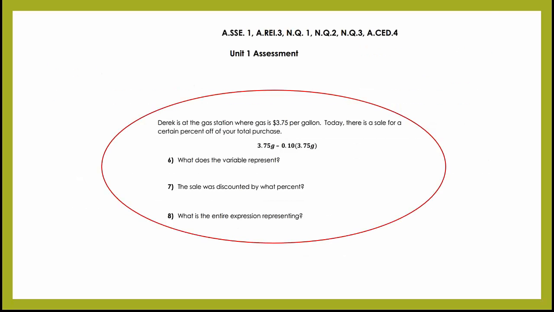These items are from the summative assessment from the model math curriculum for Unit 1, and they provide different examples of levels of learning. Notice in this task, students must describe the variable, describe the discount represented in the expression, and then explain the entire expression in context.